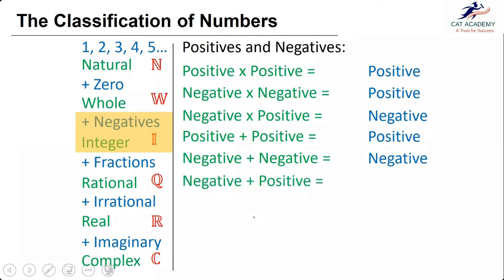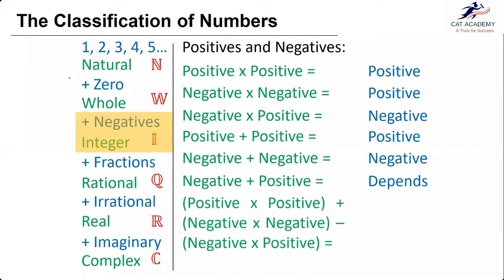Negative plus positive. Very good. It depends. It depends on which one is greater. So it's like -3 plus 4 is positive, but -5 plus 4 is negative. So it depends on who is greater in terms of magnitude. Okay?